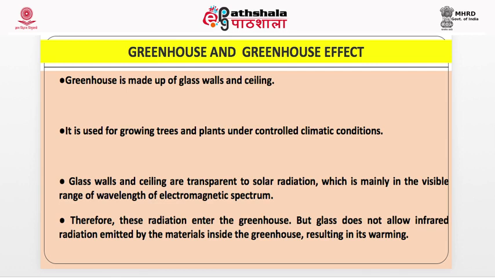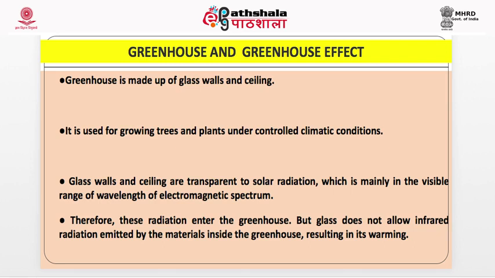What is a greenhouse? The greenhouse is used in plant science. It is made up of glass walls and ceiling. Everything is of glass, ceiling and walls. It is used for growing trees and plants under controlled climatic conditions. What is the purpose of a greenhouse? Within the greenhouse, you can control how much temperature you want to maintain, what humidity you want to maintain, what solar radiation you want to maintain. So, this is possible under selected conditions. You can grow selected species.